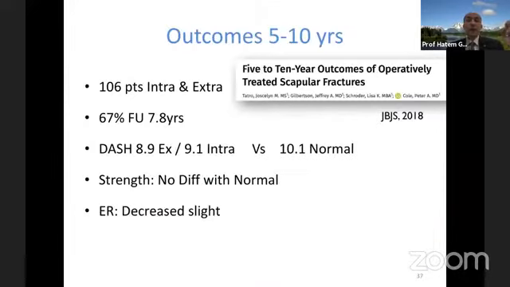Now, the outcomes. Cole has described 5 to 10 years follow-up, and they found that the DASH scores are very close to normal. The strength of the shoulder is almost similar to the normal side because you're not violating a lot of the muscles. And if you don't do a deltoid takedown, you can even do active assisted motion very early post-operatively. They found that the external rotation is slightly decreased compared to the normal shoulder.